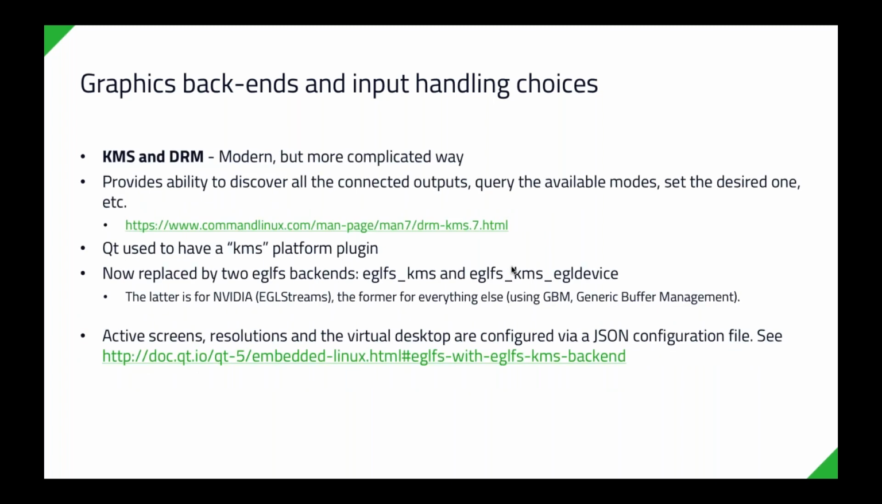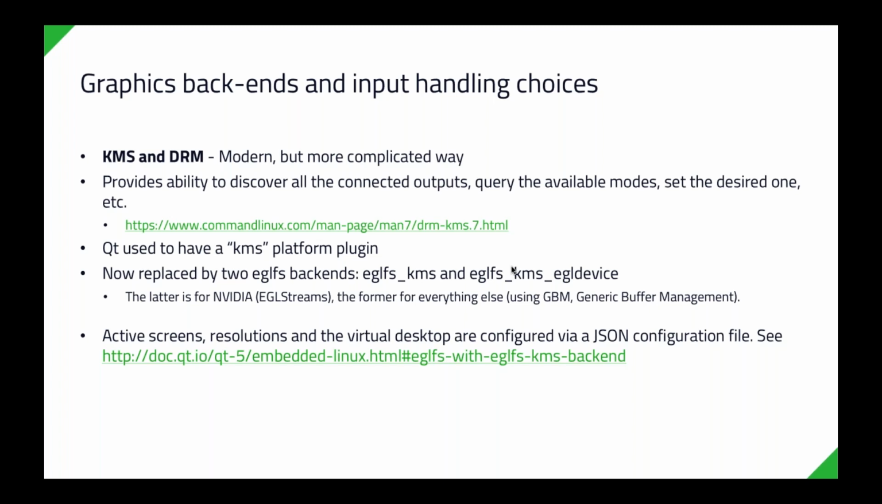And the next approach is using the KMS and DRM API. As I said, this is the most supported API these days on the embedded Linux environments. Qt used to have a separate plugin in the earlier versions of Qt, which was called the KMS platform plugin. But we have recently split it into two, and we have two EGLFS backends for that. One is EGLFS KMS, and the other is EGLFS KMS EGLDevice.